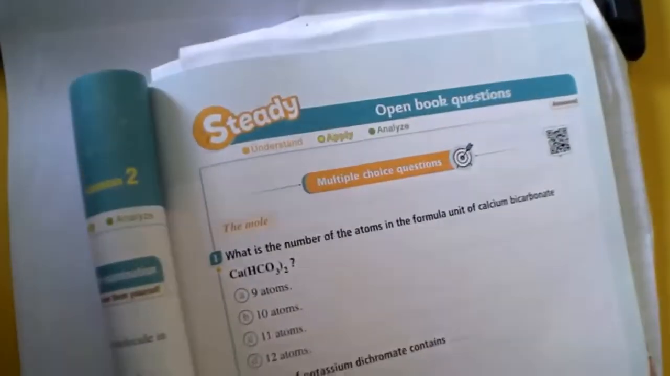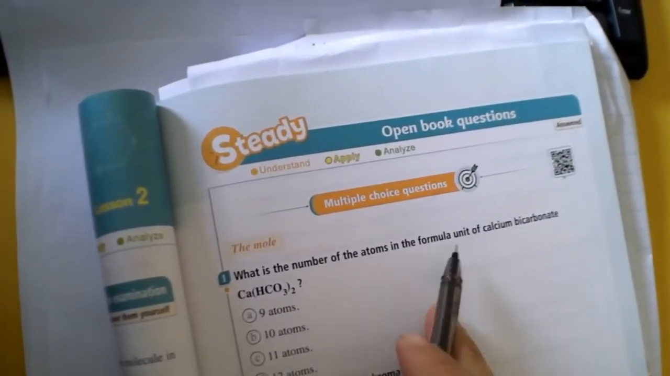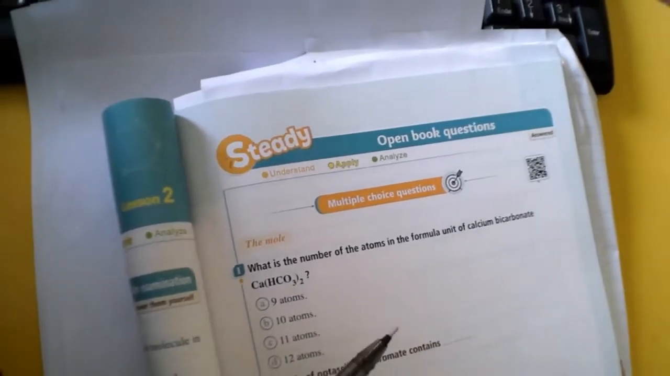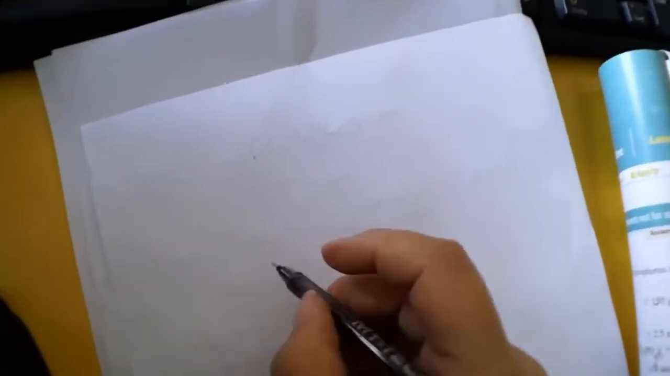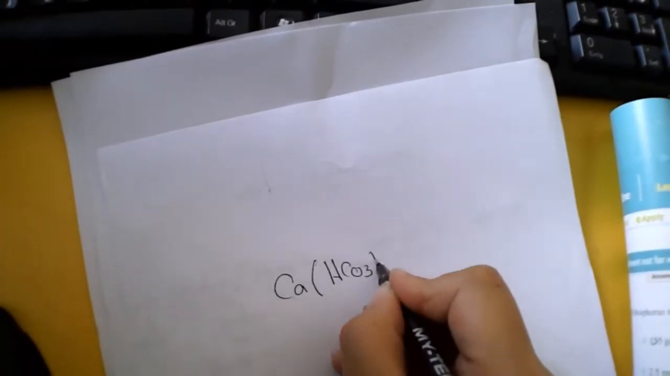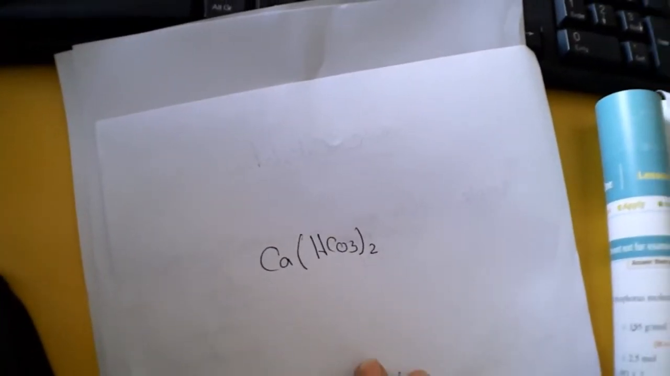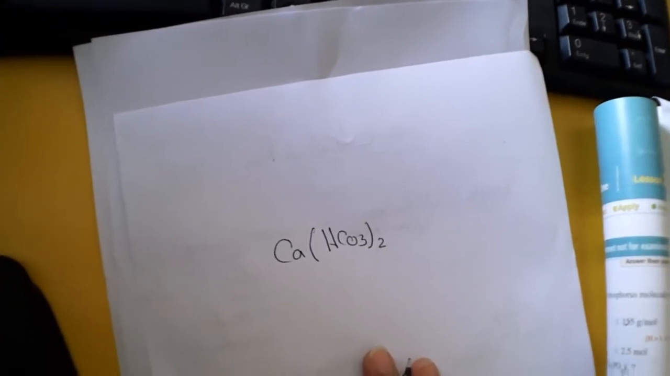So we're going to solve some of the problems about the mole calculations right now. We start with the first question here. What is the number of the atoms? He asks about the atoms in the formula unit of the calcium bicarbonate. He writes that we have Ca(HCO3)2. He asks you about the number of the atoms.